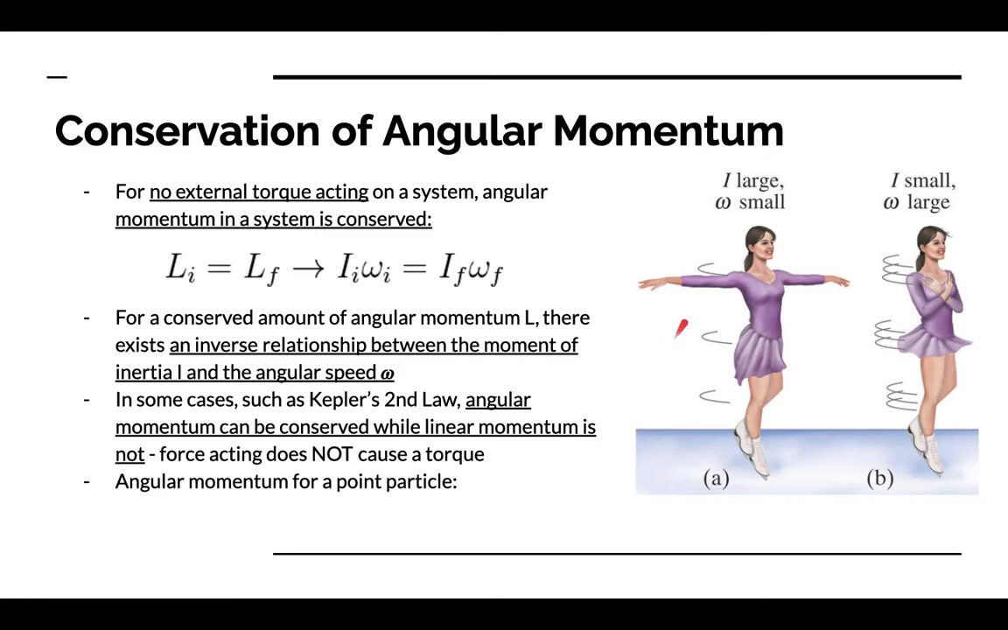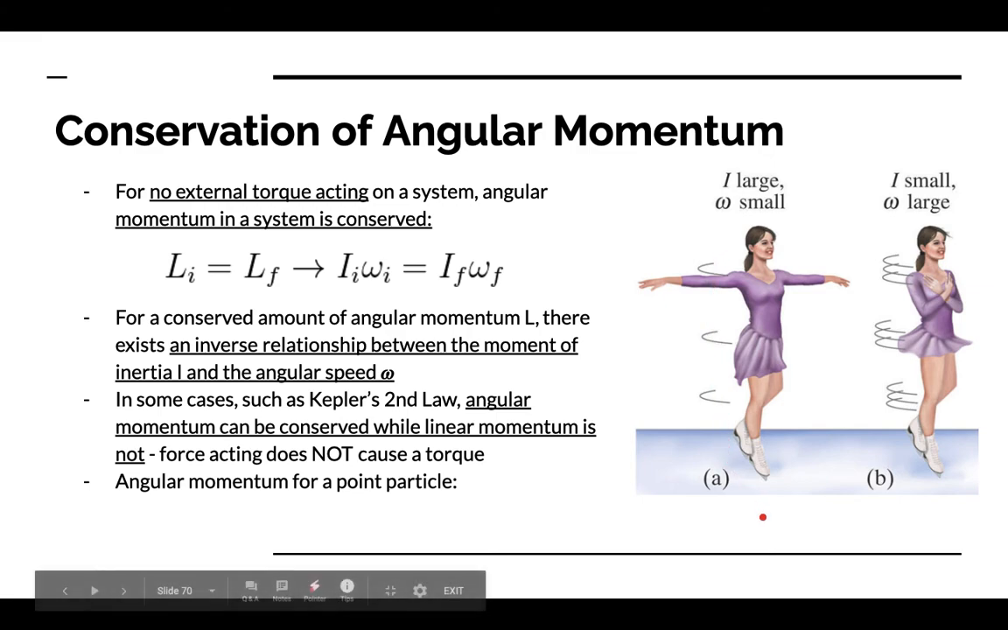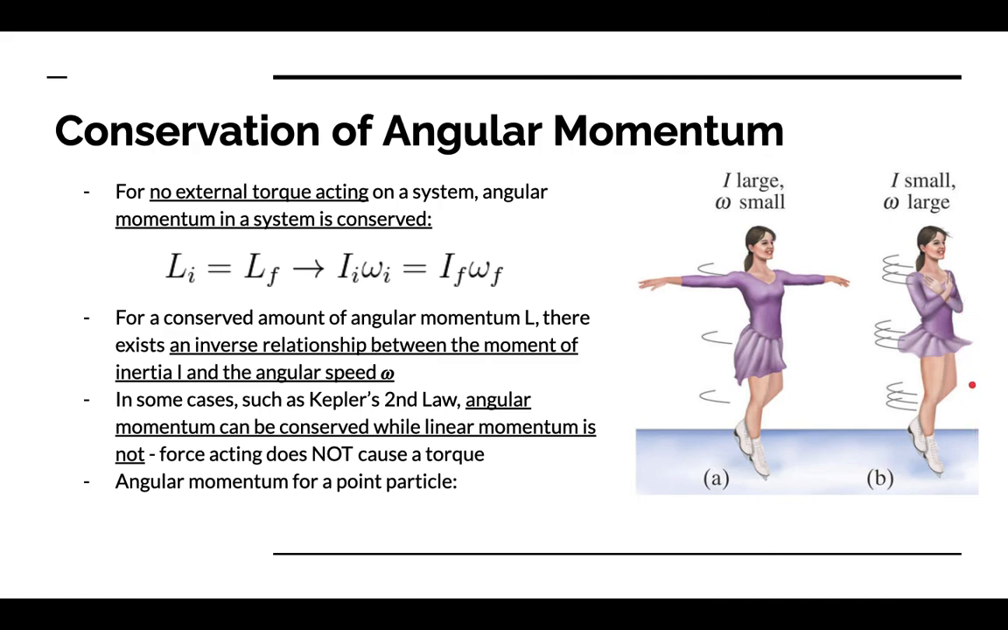As we saw in class with the person sitting on the stool with the dumbbell, it also happens with ice skaters. If an ice skater hangs their arms out wide like this, they'll be rotating with a small angular velocity. Since angular momentum is conserved, if they bring their arms in, they're decreasing their moment of inertia, so as a result, their angular velocity will subsequently increase.